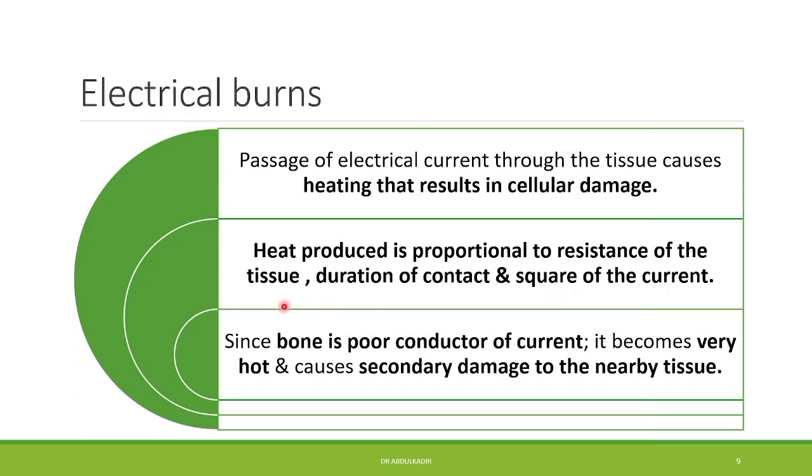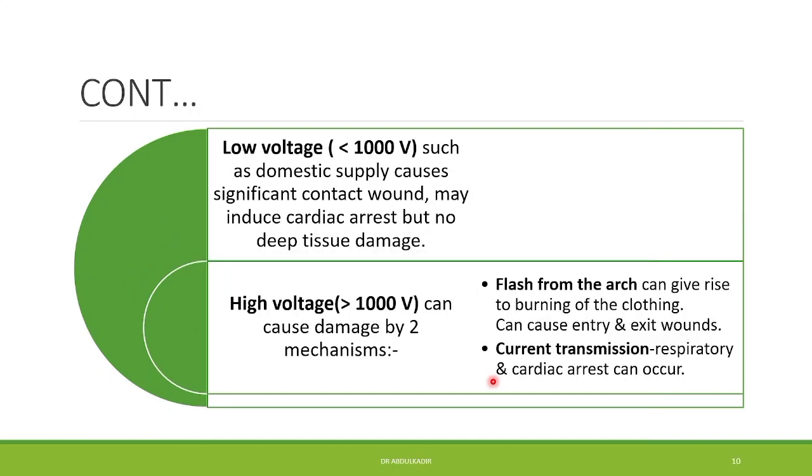Then in some tissues like bone, which is a poor conductor of the current, it cannot transmit the current. So what happens is it will become very hot. After becoming hot, it can cause secondary damage to the nearby tissues. So the bones will cause secondary damage.